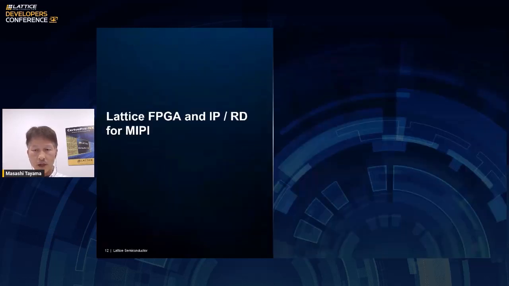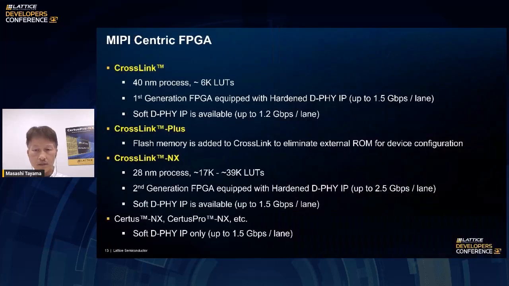Now, I'd like to explain about relevant FPGA devices to be used for MIPI solutions, as well as associated IPs and reference designs. Here, I show some FPGA lineups which support MIPI D-PHY interface. CrossLink is our first-generation FPGA equipped with dedicated high-end MIPI D-PHY IP, with up to 5 Gbps per lane as transmission speed. Soft D-PHY is also available with up to 1.2 Gbps per lane.